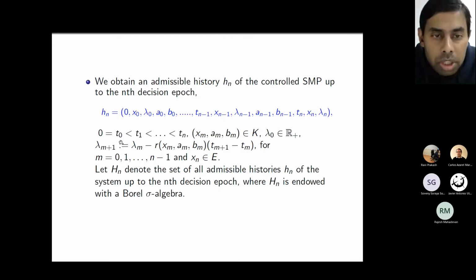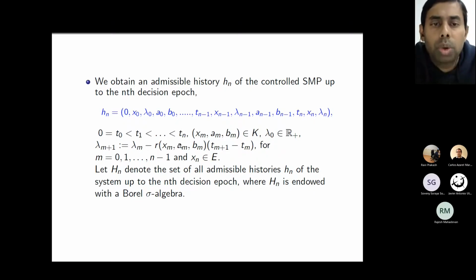These t0, t1 are basically the jump times. xm is the state after the mth jump. Am is the action chosen at the mth decision epoch, or after the mth jump time, by player 1, and bm is the action chosen by player 2 after the mth jump time. And what is lambda m plus 1? Lambda m plus 1 is basically the remaining reward level at the mth jump time.